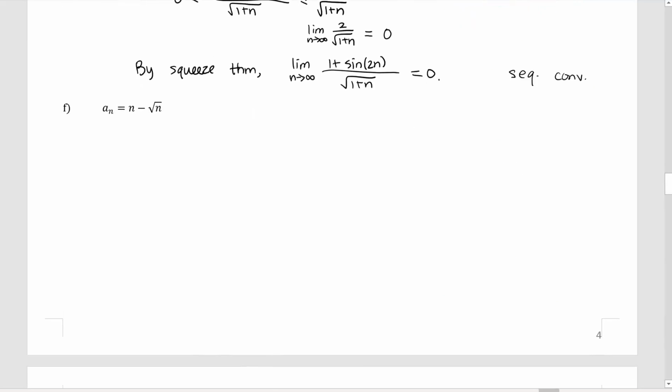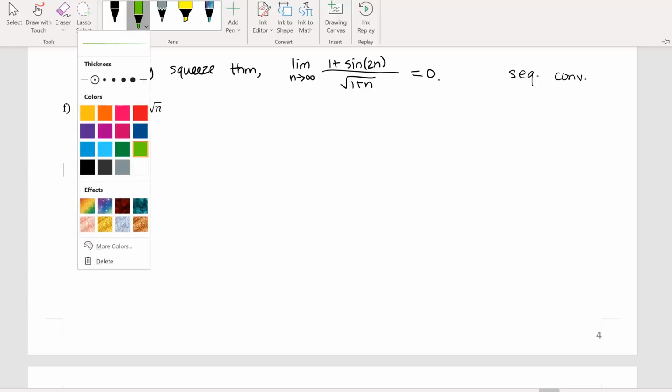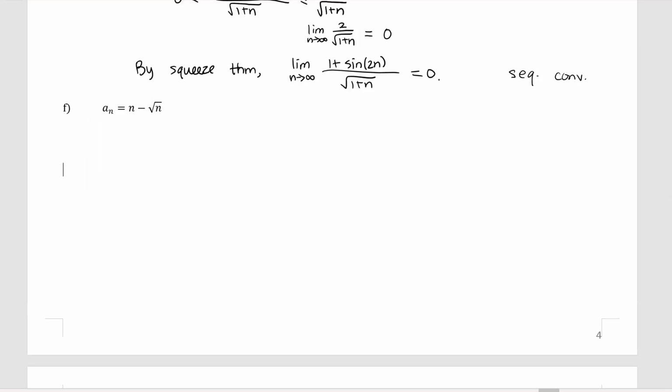All right, next, part F. We have n minus the square root of n. So I want to recall, what are the things we can tell? Let's make a list here. How about let's use green?